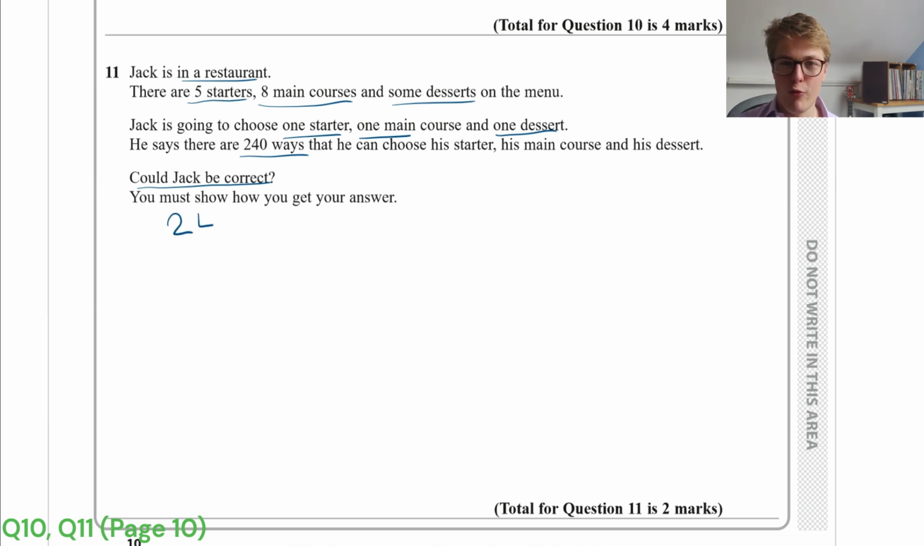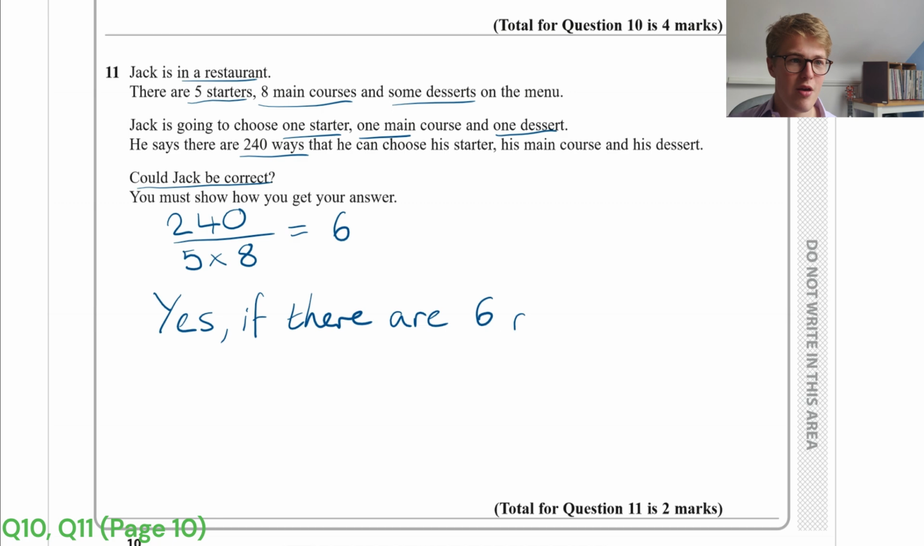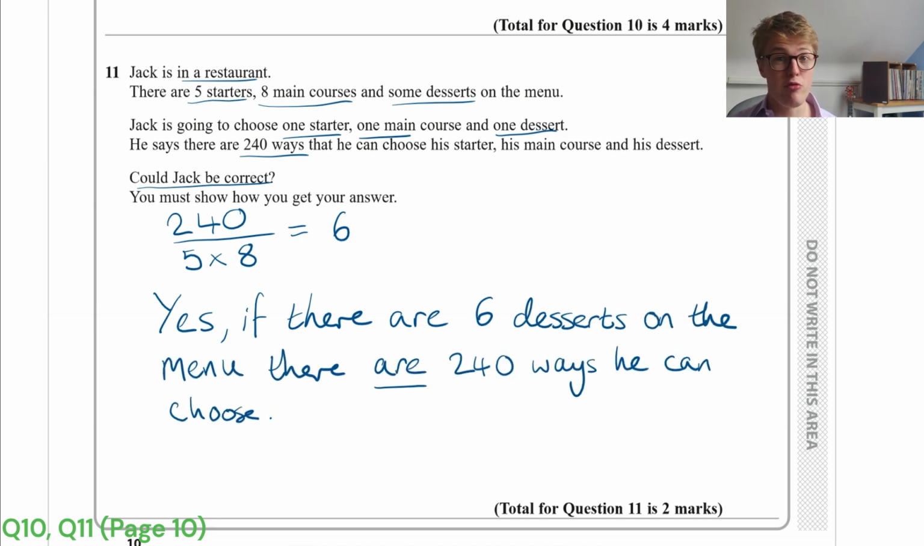So there's 240 ways that this can be done, and we're told there's 5 starters and 8 main courses. So we do 240 divided by 5 and 8, and that gives us 6. So therefore, the answer is yes, because if there are 6 desserts on the menu, there are 240 ways to choose the menu.